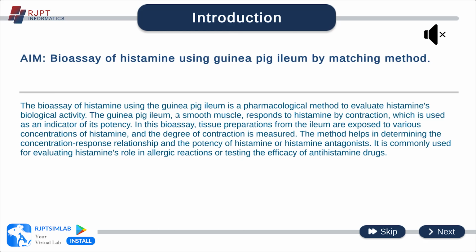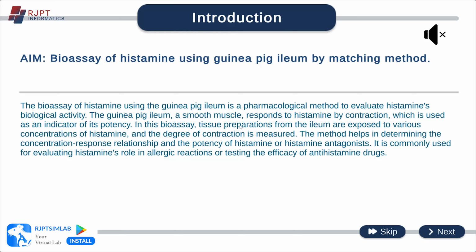The bioassay of histamine using Guinea Pig Ileum is a pharmacological method to evaluate histamine's biological activity. The Guinea Pig Ileum, a smooth muscle, responds to histamine by contraction, which is used as an indicator of its potency. The above statement says that the bioassay is a pharmacological method used to evaluate histamine's biological activity, and the guinea pig ileum, the tissue we are using, is a smooth muscle which responds to the histamine by showing contraction as an indicator of the potency of the histamine.